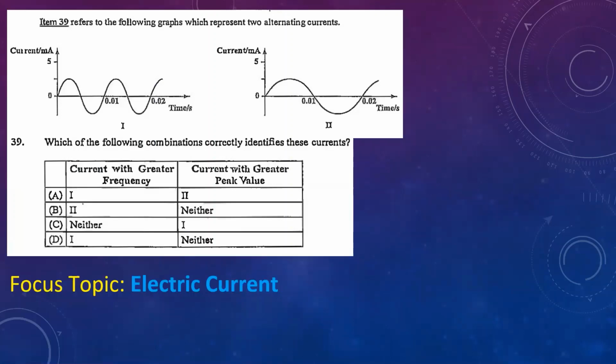All right, number 39. You have two graphs.